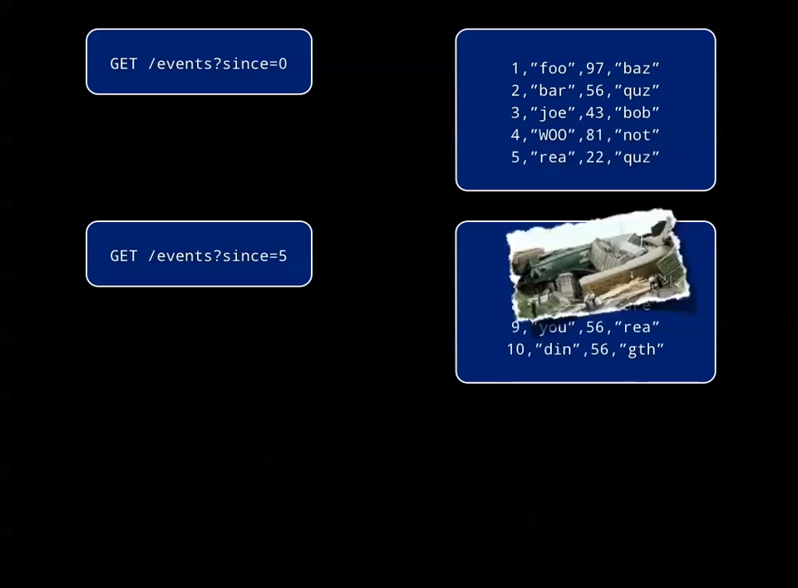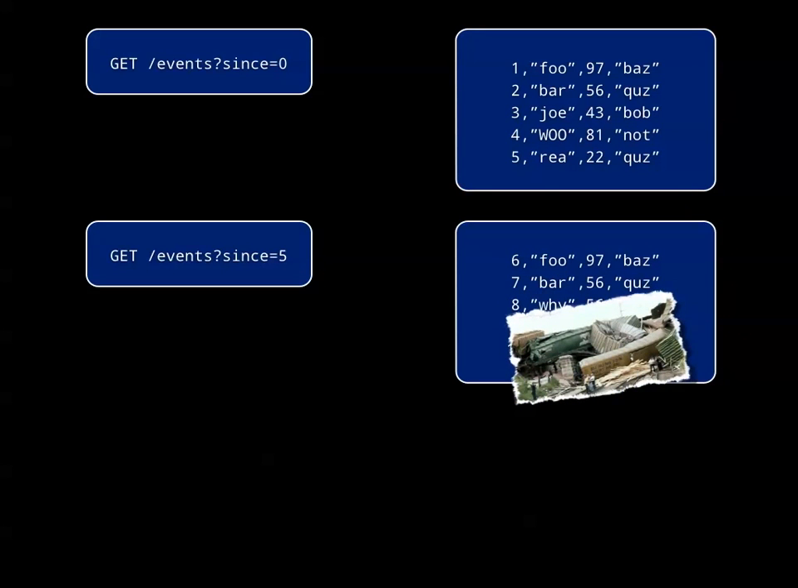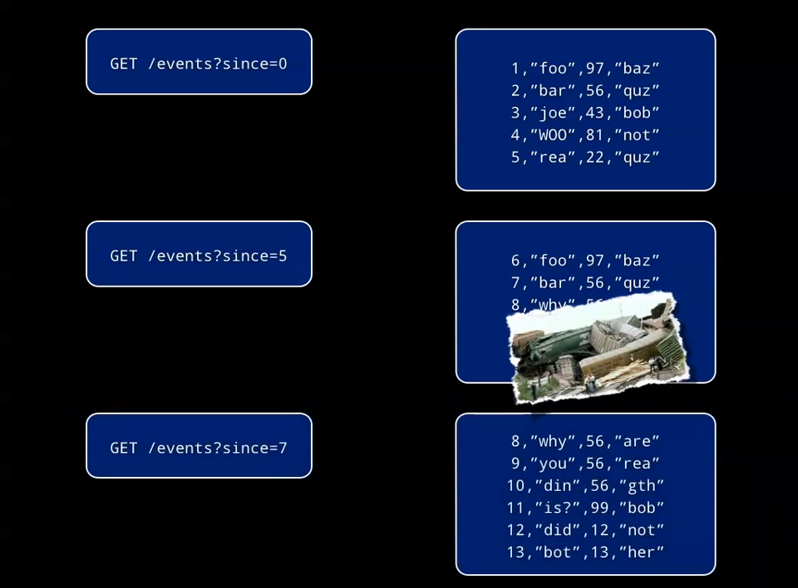So say our connection crashes halfway through our second request again. Well, our client has already received events 6 and 7, which means it can start at 8, which means that we don't need to send down repetitive data again. And that seems pretty sensible to me.